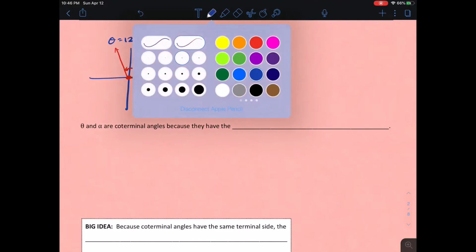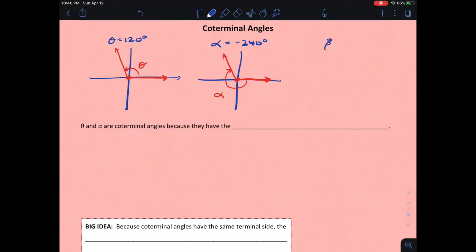Then we draw one more angle that's also coterminal to the previous two angles. I'm going to let beta be 480 degrees. Let's look at what happens when we draw this angle in standard position. Once again, this angle is positive, so I'm going to go 480 degrees counterclockwise. One full revolution is 360 degrees. I need to go 120 degrees more, which will leave me in quadrant 2, and it'll look something like this.